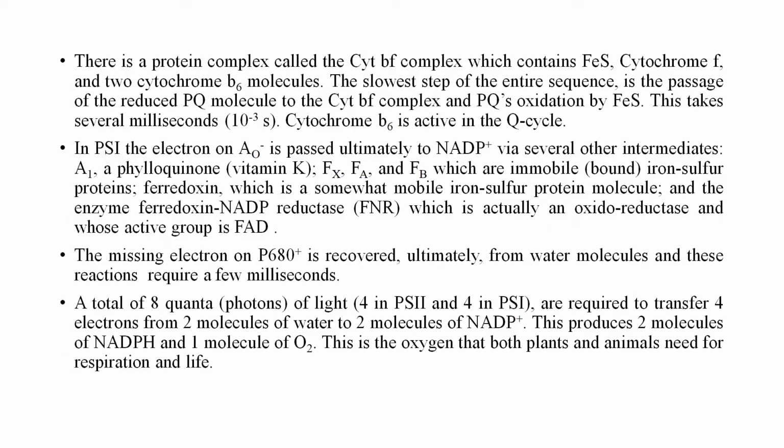Now we'll see the statistics: what is the loss of electrons, how much energy is lost, and how much energy is utilized in these reactions. A total of 8 quanta of light, that is 4 in photosystem 2 and 4 in PS1, are required to transfer 4 electrons from 2 molecules of water to 2 molecules of NADP+. This produces 2 molecules of NADPH and 1 molecule of oxygen. This is the oxygen that both plants and animals need for respiration and life to occur.